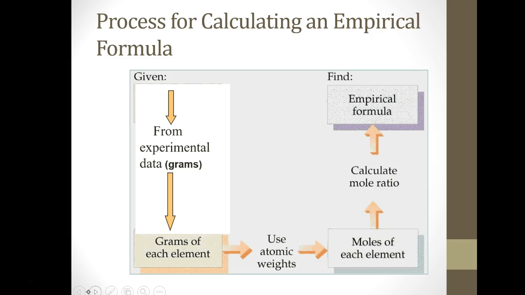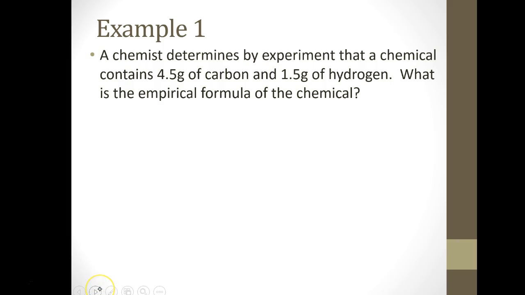So, from experimental data, you're going to use the grams of each element. You're going to change it from grams to moles. Then you're going to set up a ratio where you divide by the smallest moles, and that will give you the empirical formula. So it's kind of a combination of what we've been doing with molar mass and mole conversions.